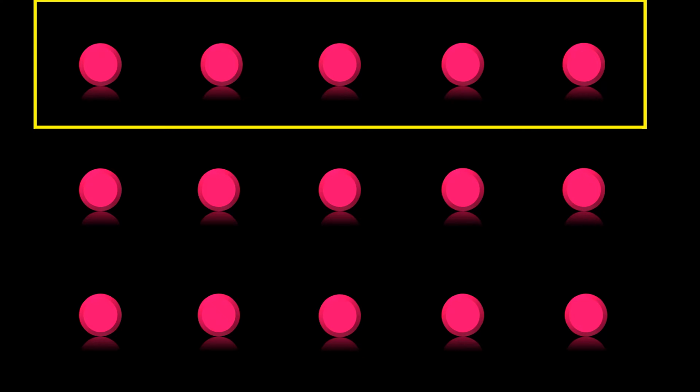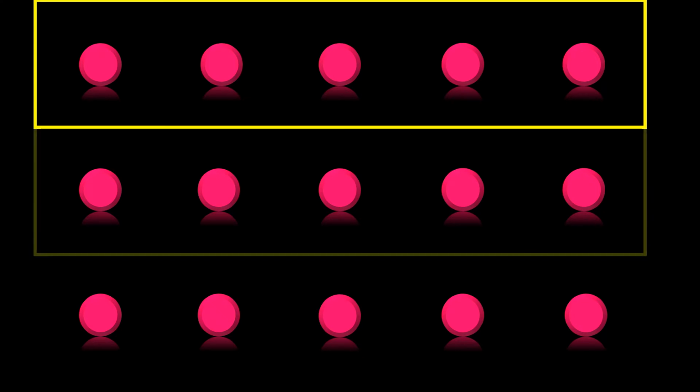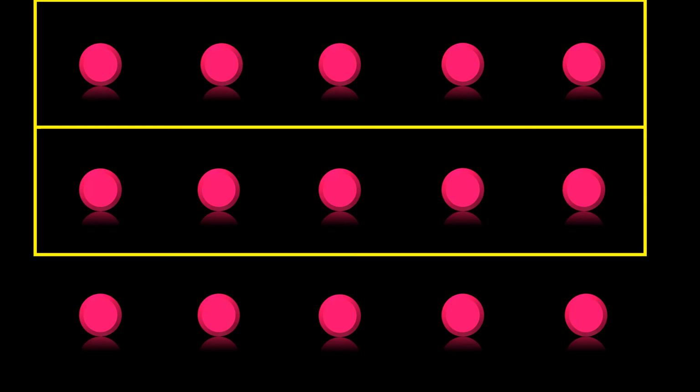We can do this and make one row of 5. And then another row of 5, and another row of 5. How many times did I say 5? 3 times, right? So we've got 5, that was the first time, and 5, that's the second time, and 5, that's the third time. So it's 3 times 5. That's what multiplication is. 3 times 5 equals whatever all these dots are altogether.